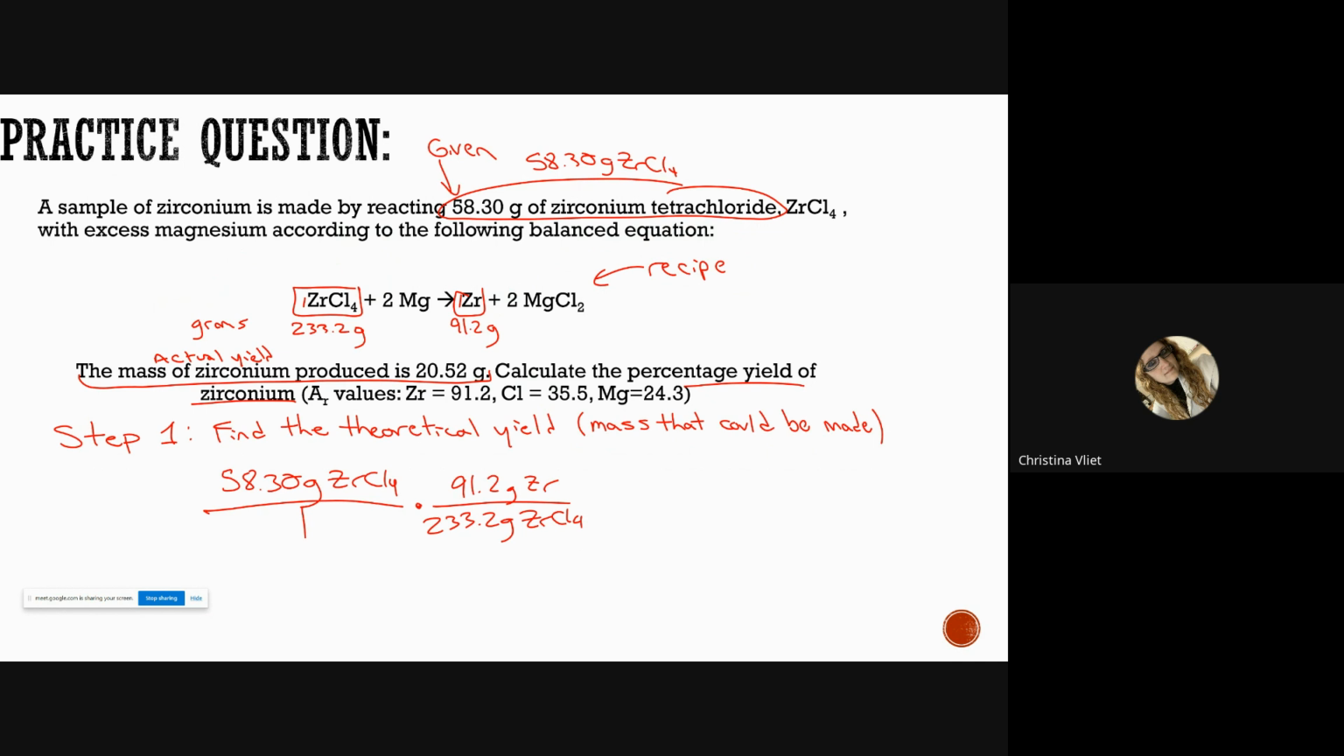All right, multiply and divide. Let's see what you get. 58.3 times 91.2 divided by 233.2. I just thought to myself, this is totally like a math class right now. Do you get 22.8? Is that my final answer? No. That's my theoretical yield.